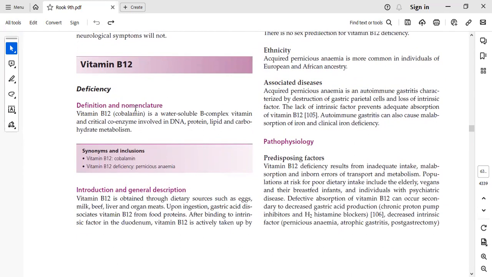Vitamin B12, also known as cobalamin. It's also a water-soluble vitamin, and it's also an important coenzyme in metabolism of DNA, proteins, lipids, and carbs. The dietary sources includes eggs, milk, beef, liver, and organ meat. If you observe, you don't see any plant origin source for vitamin B12. It is purely the source is purely animal origin. The associated diseases that we see in B12 deficiency are the acquired pernicious anemia and the autoimmune gastritis.